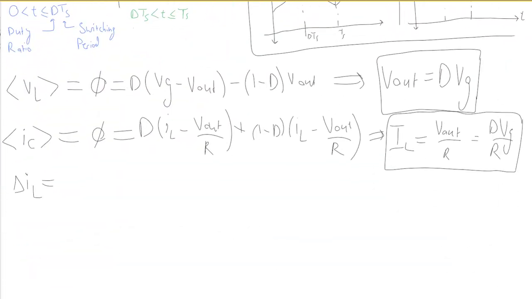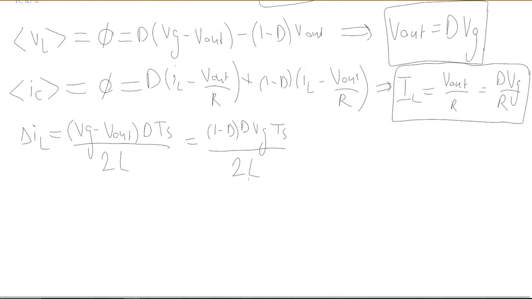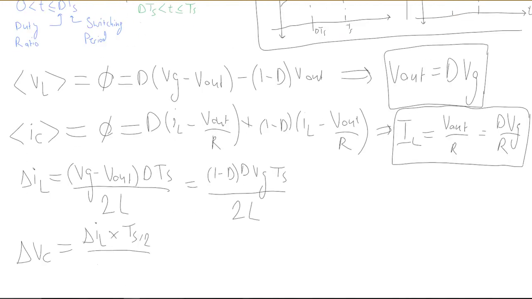In terms of mathematical equations, that gives us that the inductor current ripple is proportional to Ts, which is the switching period, which means that it's inversely proportional to the switching frequency, and it's also inversely proportional to the inductance of the inductor. In terms of the capacitor voltage ripple, it's also proportional to Ts and inversely proportional to both C and L.